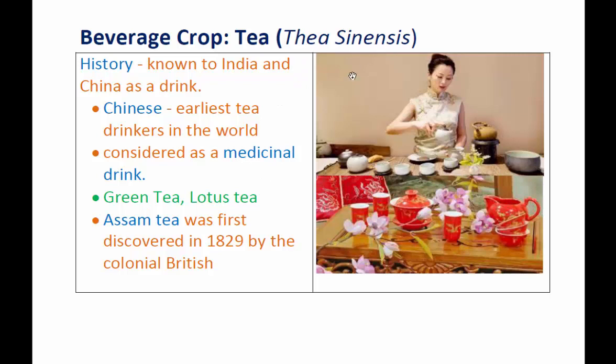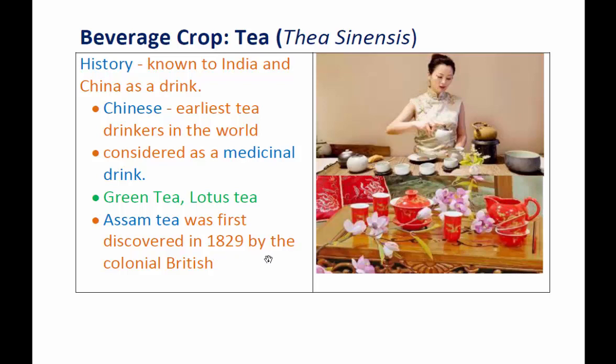As far as tea is concerned, historically it was known to India as well as China as a drink. It is believed that the Chinese were the earliest tea drinkers in the world, because they considered tea as a medicinal drink. In India, Assam tea was first discovered in the year 1829 by the Britishers.